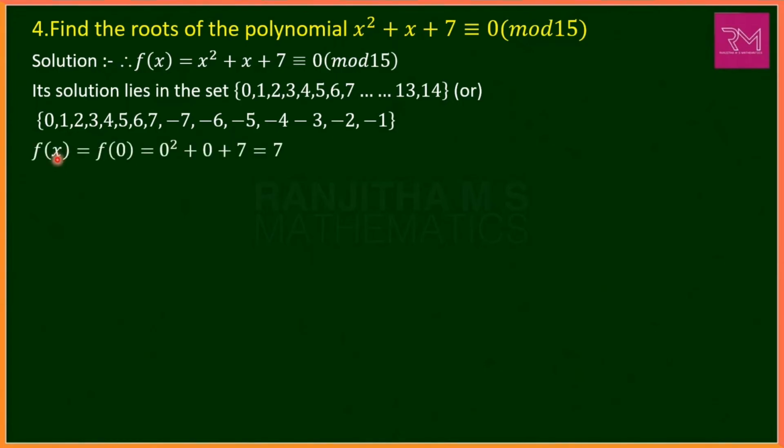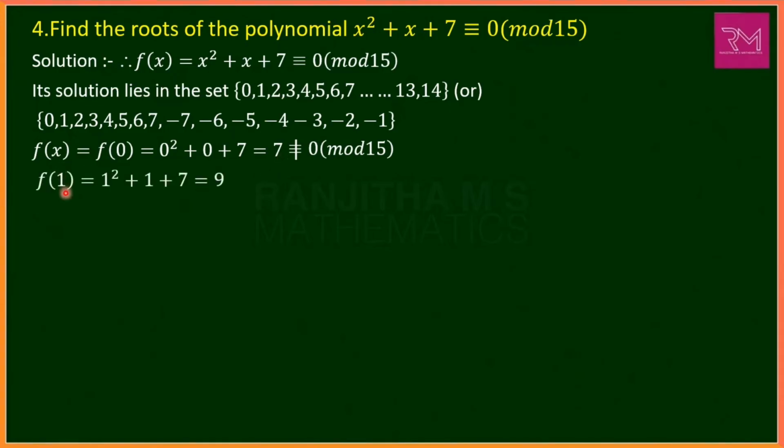So what's the next step? We have to substitute x values 0, 1, 2, 3 and the other values in this set. If we substitute x value 0, this is 0 square plus 0 plus 7. So this value is 0 plus 0 plus 7. Obviously we get a value 7. 7 is not congruent to 0 mod 15. This is because 15 does not divide 7.